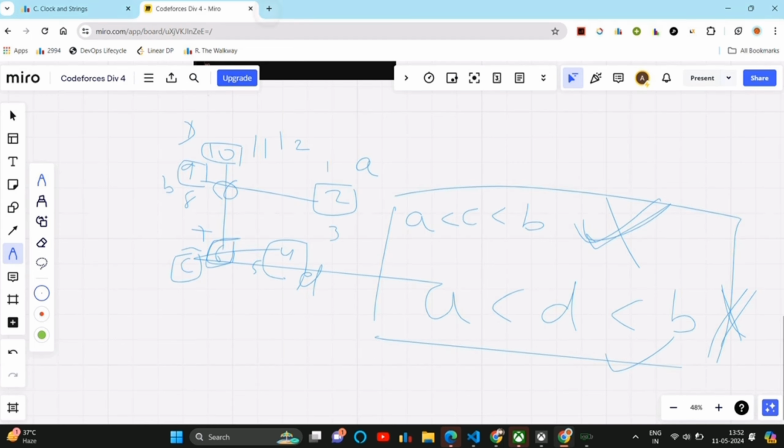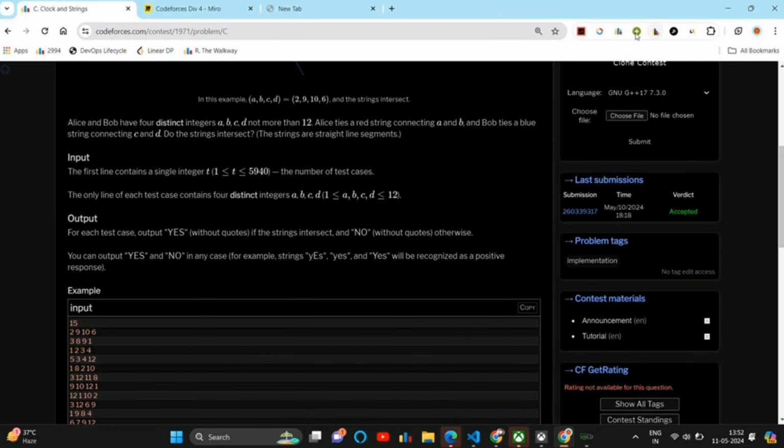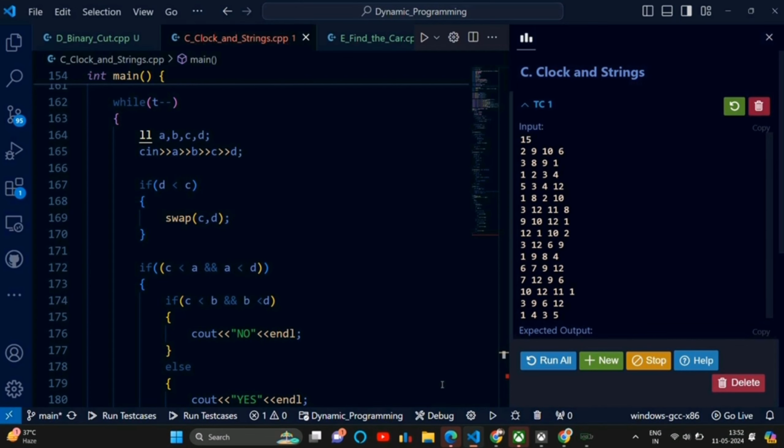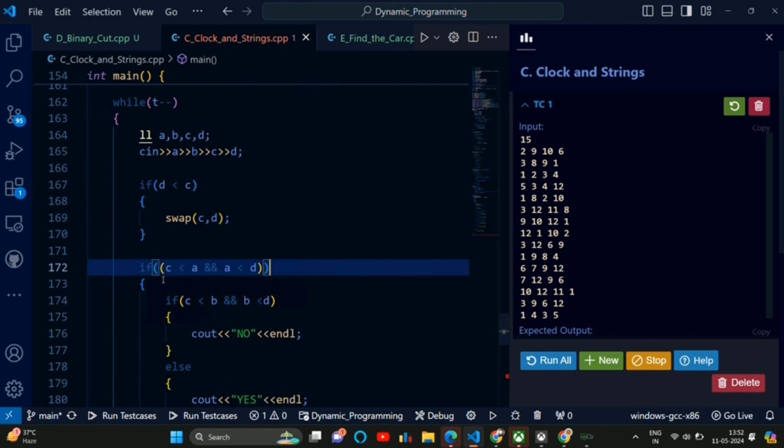So let me take you to the code for the problem. So this one was the code. First of all, I am swapping C and D. Why? Suppose D is less than C, but I always want C to be smaller than D. Then, to check this condition, as you can see, I first check if A is greater than C and A is less than D. This is satisfied, right?